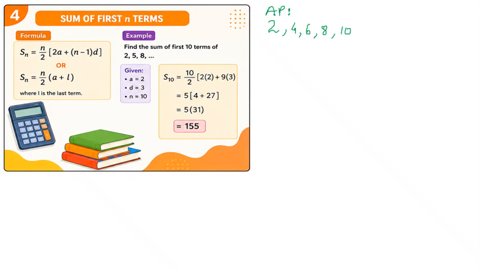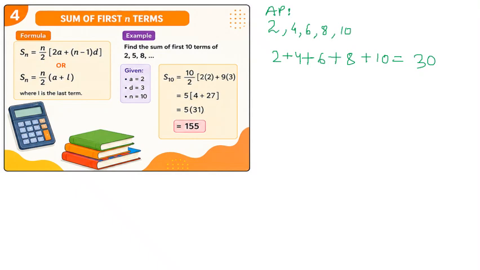Sum of these terms means 2 plus 4 plus 6 plus 8 plus 10, right? So what will be the sum of these terms? 2 plus 4 is 6, 6 plus 6 is 12, 12 plus 8 is 20, and 20 plus 10 is 30. So this is called the sum of these 5 terms, right?